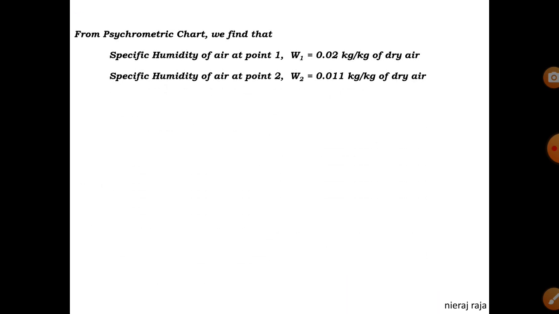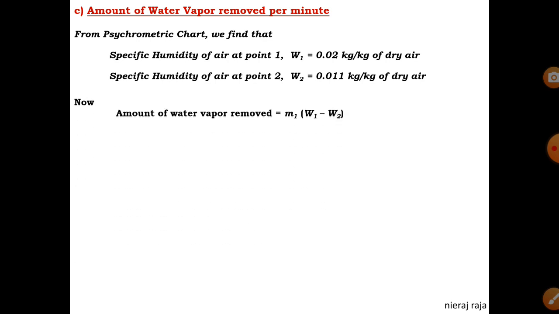Now after cooling capacity we'll go for the humidity, that is the amount of water vapor removed per minute. So point number 1 and point number 2, or you can say A, because at point number 2 as well as point number A, humidity is constant. Specific humidity is 0.011. So the amount of water vapor removed is M1 into W1 minus W2. W2 or WA, that is one and the same thing. That is 226 multiplied by 0.02 minus 0.011 and you will get 2.08. In 1 minute 2.08 kg of water vapor is removed.